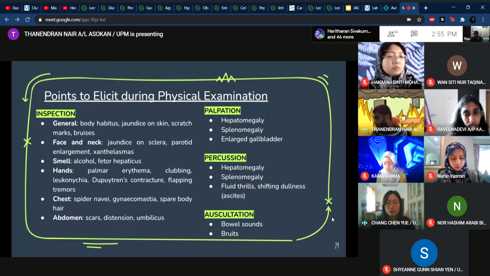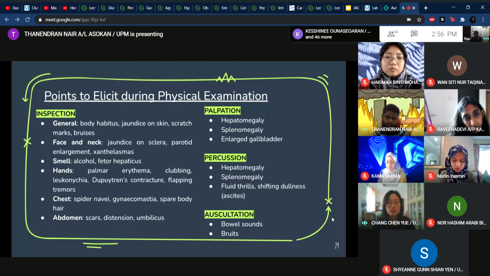On the chest, we can look for spider nevi. If male, we can look for gynecomastia and look for the condition of her or his body hair. And for the abdomen, we look for any scars, distensions, and the appearance of the umbilicus. On palpation, we can palpate for any hepatomegaly, any splenomegaly, or any enlarged gallbladder. On percussion, we can also percuss for splenomegaly and hepatomegaly, and also fluid thrill and shifting dullness for ascites. And on auscultation, we can auscultate for the bowel sounds and also bruits.